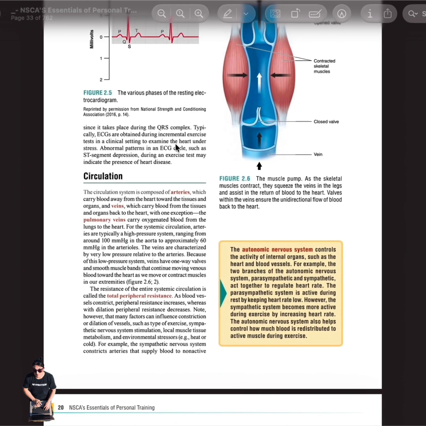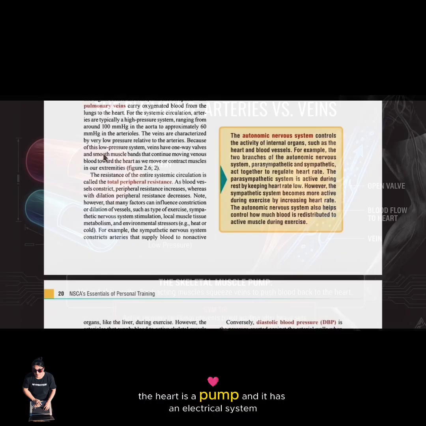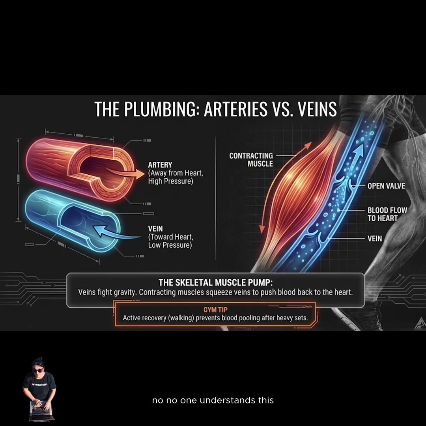The heart is a pump, and it has an electrical system. Know and understand this. Get into circulation and the cardiac cycle. Blood flow. Arteries carry blood away from the heart, veins return it. Arteries have oxygenated blood most of the time, veins do not. Veins use a one-way valve and a muscle pump, where contracting skeletal muscles, your major muscles, squeeze the veins to help push blood back to the heart.